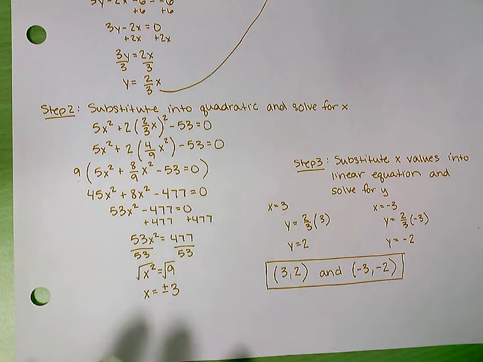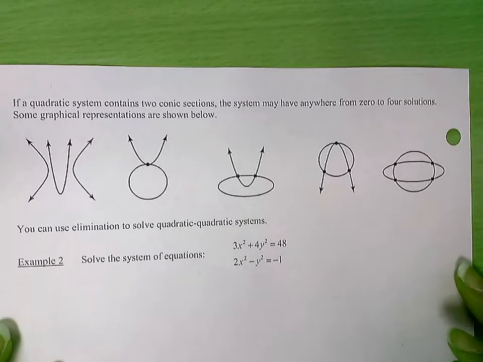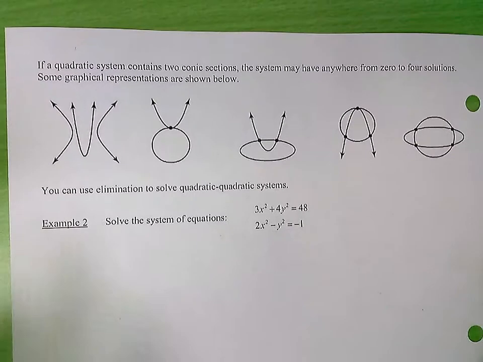All right, so that was with a linear and another equation. If you go to the back, we have more than just a linear equation with another. If a quadratic system contains two conic sections, which is what we've been working with, the system may have anywhere from 0 to 4 solutions.